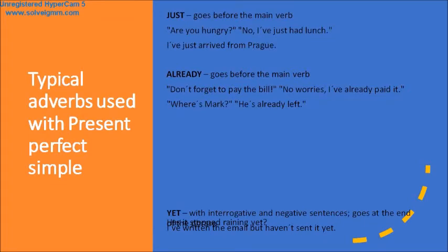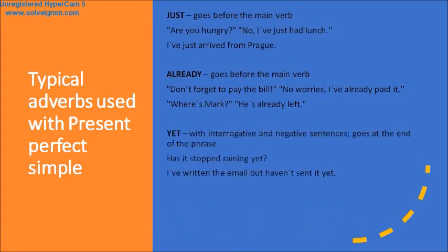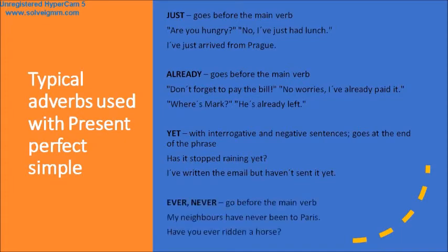Yet is used with interrogative and negative sentences. It goes at the end of the phrase. Has it stopped raining yet? I've written the email but haven't sent it yet. Ever and never also go before the main verb. My neighbors have never been to Paris. Have you ever ridden a horse?